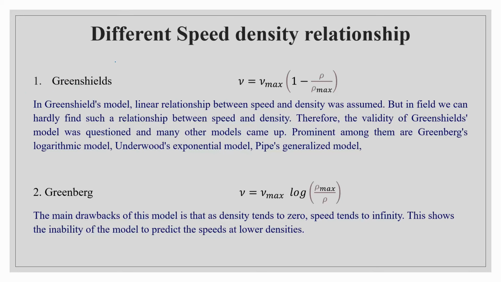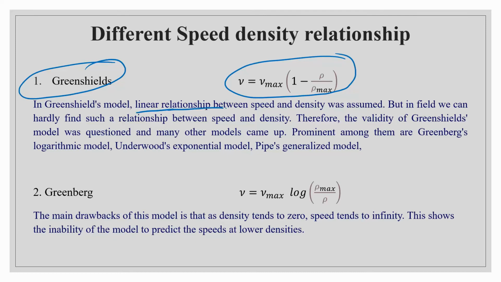The first one is Greenshield, which I have discussed already, and as I have told you, the linear relationship between speed and density was controversial. Many people do not accept that these two can be linear. So some of the authors came up with their own speed density relationships, and the prominent among them were Greenberg's logarithmic model, Underwood's exponential model, and Pipes and Munjal's generalized model.